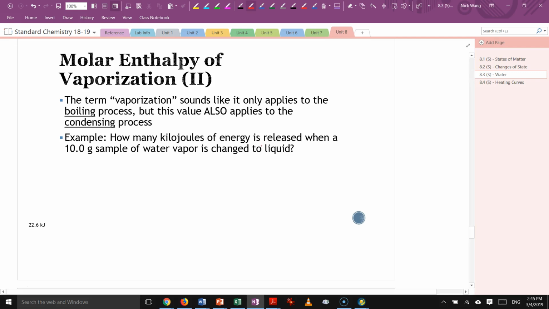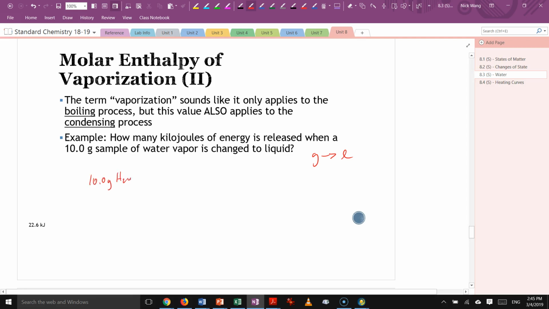How many kilojoules of energy is released when a 10-gram sample of water vapor is changed to a liquid, right? So we're going now from a gas to a liquid phase, kind of going what sounds like the opposite of vaporization, and yet we still use that same value. So let's put this together.